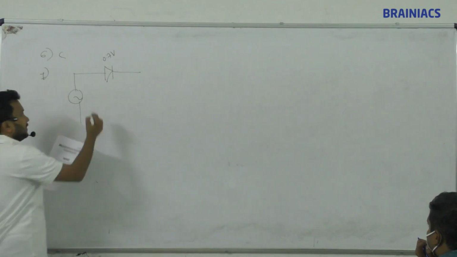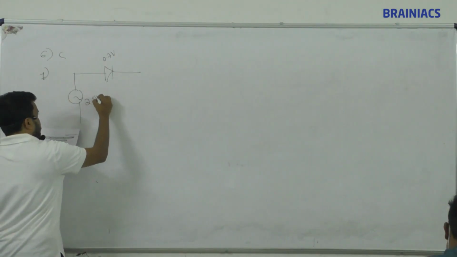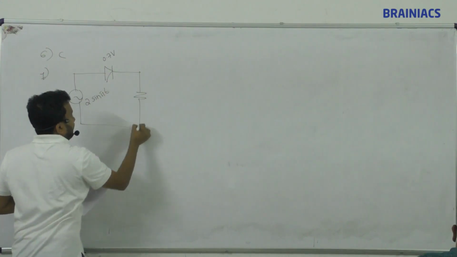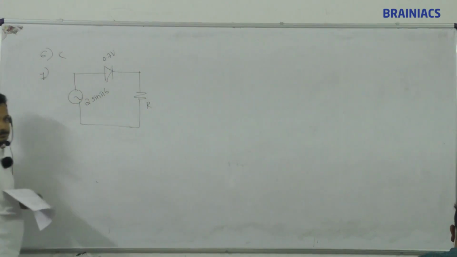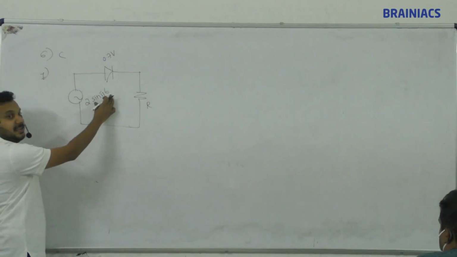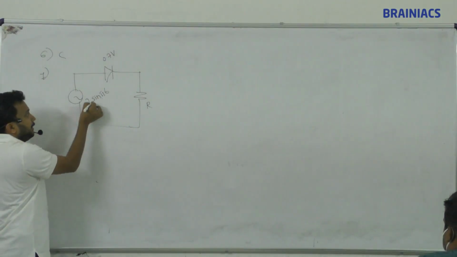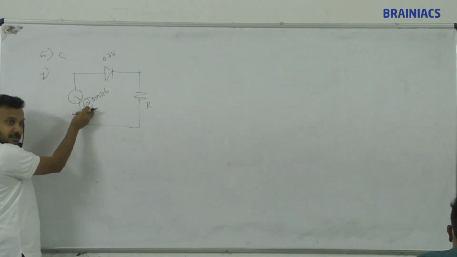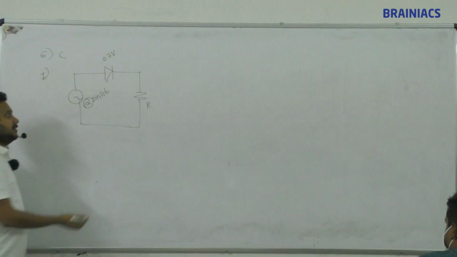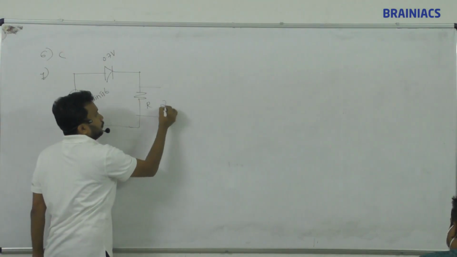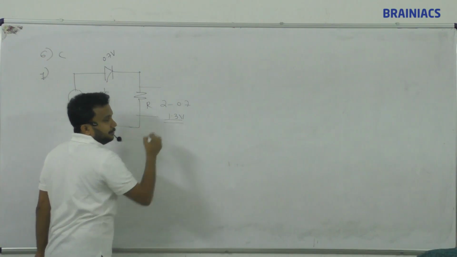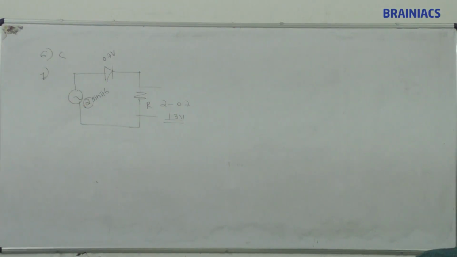Ideal diode means it is 0. So how much am I giving? 2 sin pi t. Now here I am getting the output. Peak voltage, this is called the peak. The diode drops 0.7, so what will you get at the output? 2 minus 0.7, 1.3 volt. This is the peak voltage.